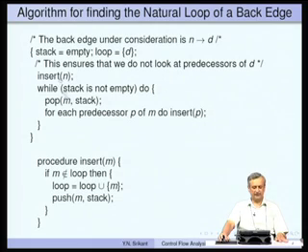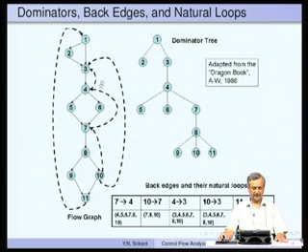So, the first statement is insert n. Let us look at the procedure insert, which is right here. Procedure insert is very simple. If the node m, which is a parameter to insert, is not in the loop, then add it to the loop and push the node onto the stack. Once we do the insert on the tail node n, we start backward tracing from the node n. While the stack is not empty, pop the node m from the stack, and for each predecessor p of m, insert p. Let me explain this procedure with respect to this particular example. Let us take the same edge 7 to 4, which is a back edge.